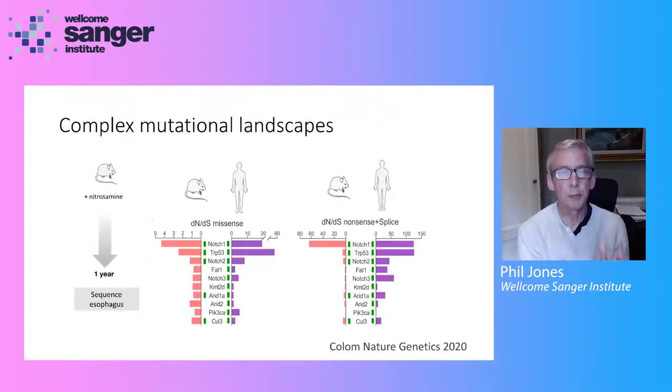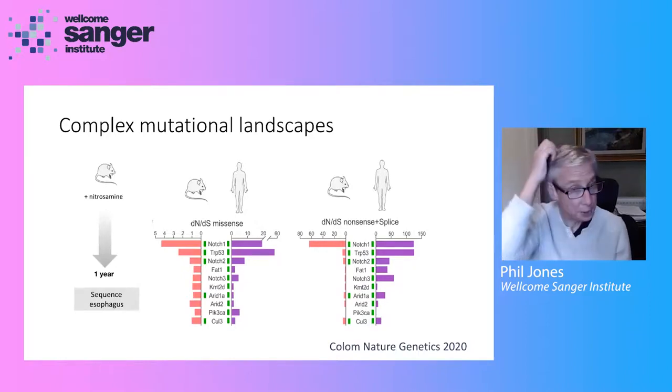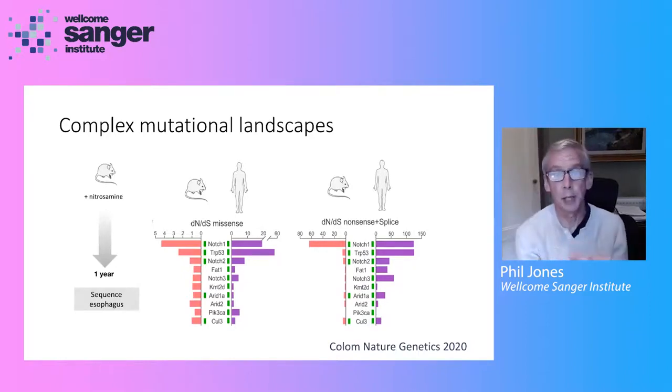So I've talked about some really simple models where we generate mutations in single cells and we let them spread through a wild-type tissue, but that isn't what happens in humans. In humans, we've got this very complicated landscape of multiple clones competing over a long period of time.